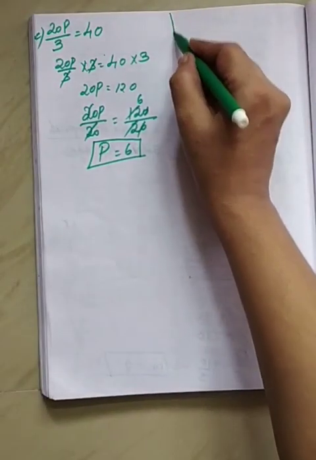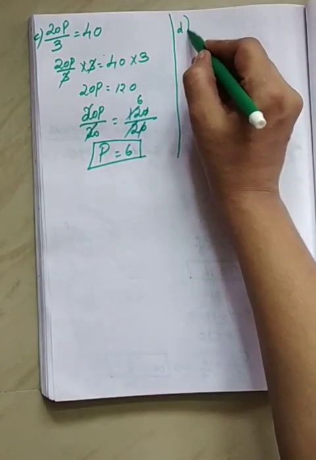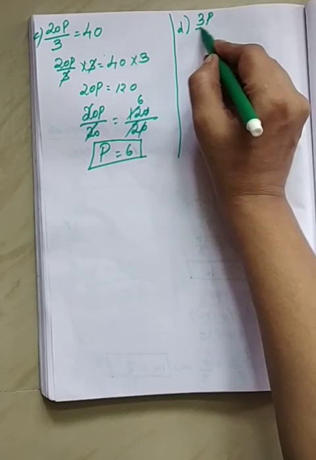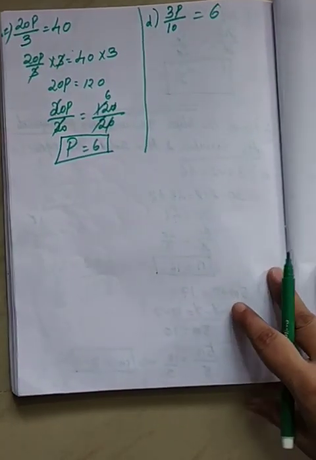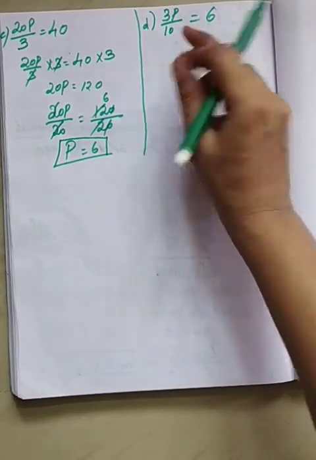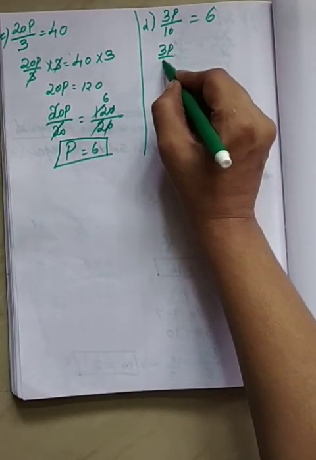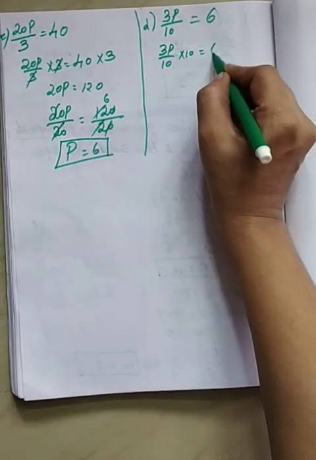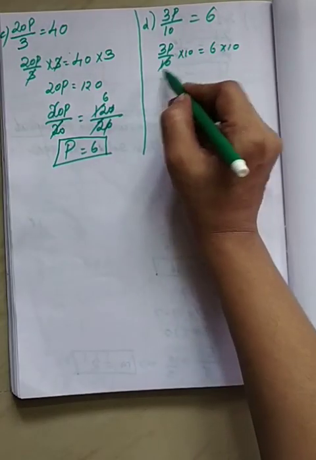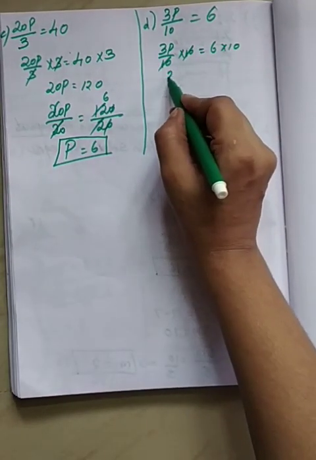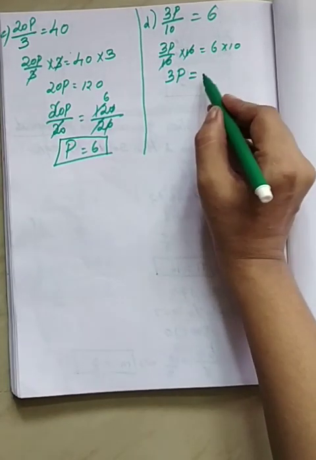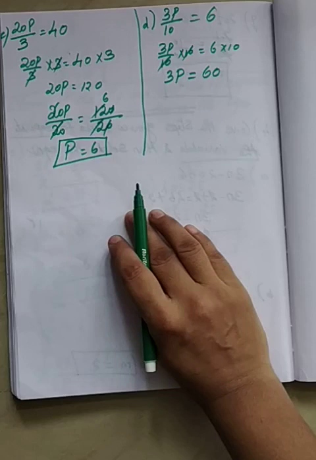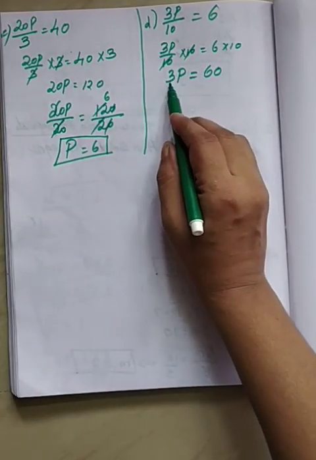The same method you can use for another problem. See here, 3p by 10 equal to 6. First you have to remove this 10. So multiply by 10 on both sides. So what will you get? Cancel the 10. So you will get 3p is equal to 6 into 10, 60.